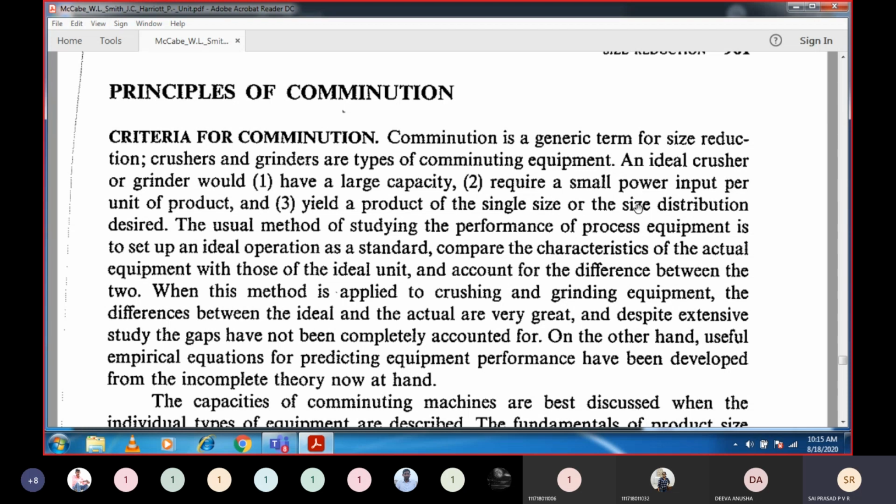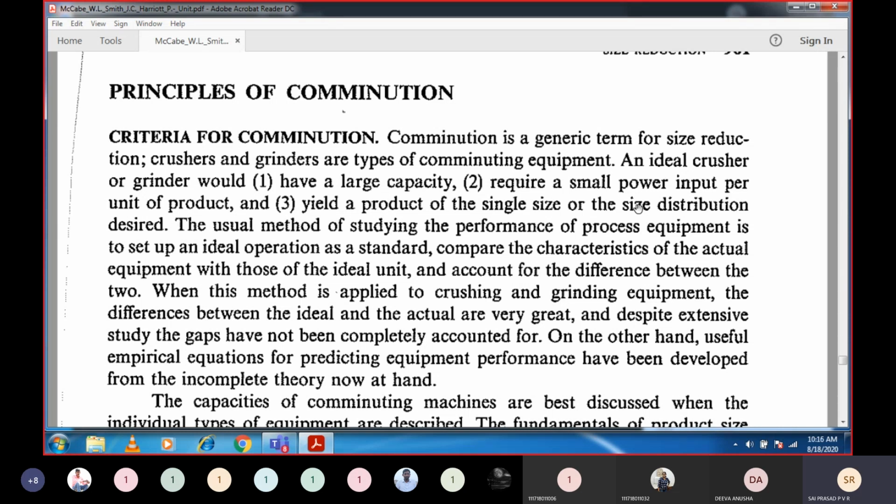Crushers and grinders are the types of comminution equipment. An ideal crusher or a grinder would have large capacity, require a small power input per unit product, and then yield a product of single size or size distribution desired. So these are some of the expectations of size reduction equipment.